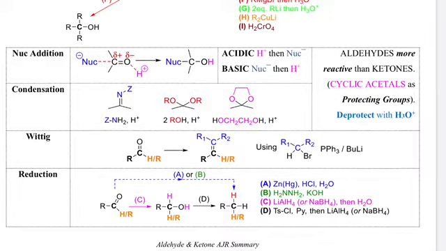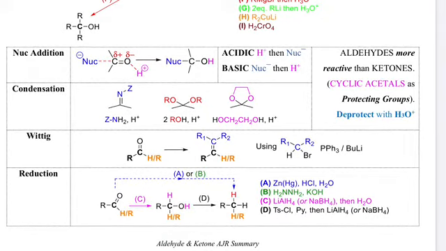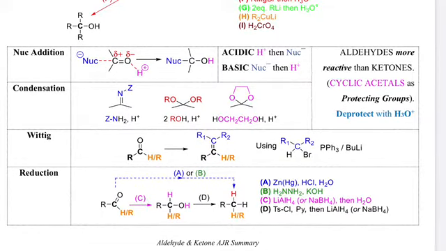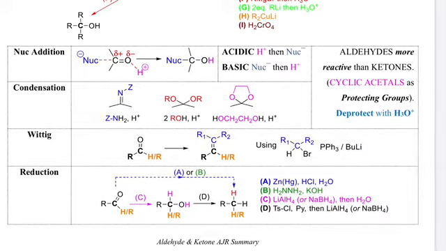Aldehydes and ketones both undergo nucleophilic additions and both undergo condensations. Even though there's a wide variety of reactions, aldehydes and ketones undergo nucleophilic additions and condensations, and essentially that's it. So lots of chemistry, but the overview is just two general types.